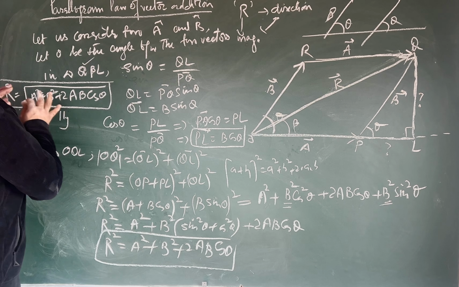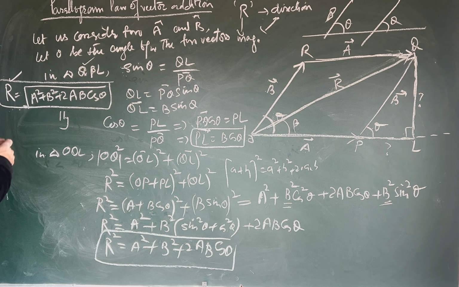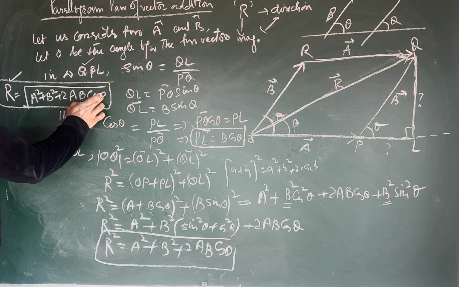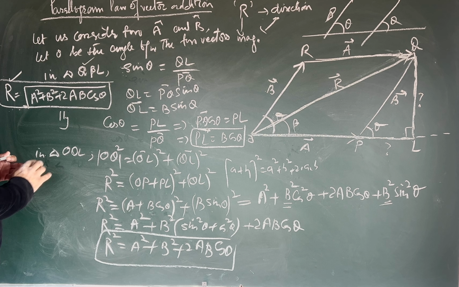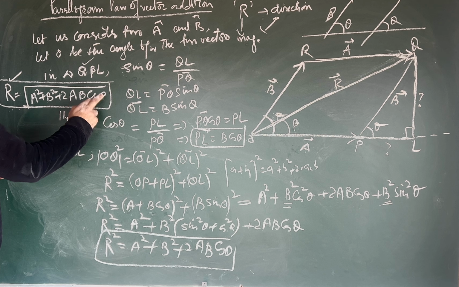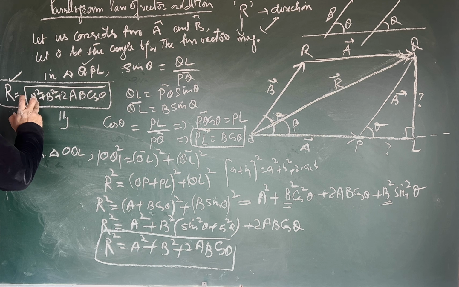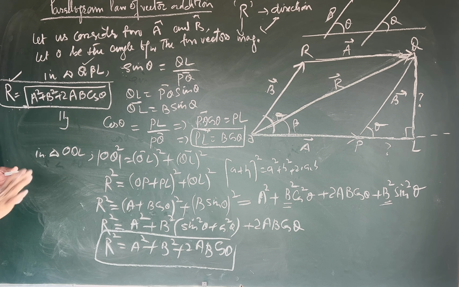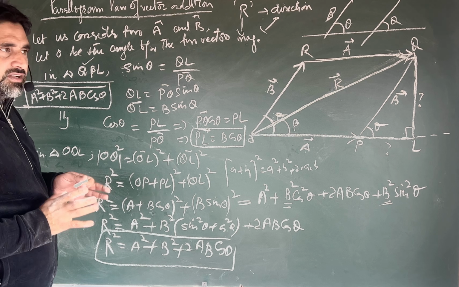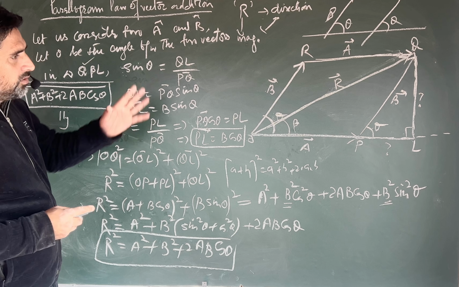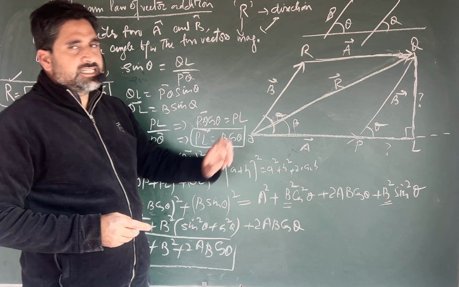This is related to the magnitude part only, and you have only the theta angle here. If you know the theta between the two vectors, substitute that theta, substitute the magnitude of A, substitute the magnitude of B, and you will get the resultant part. Then you will not get the direction part. For the direction part, you have to move with respect to this angle, that is beta.